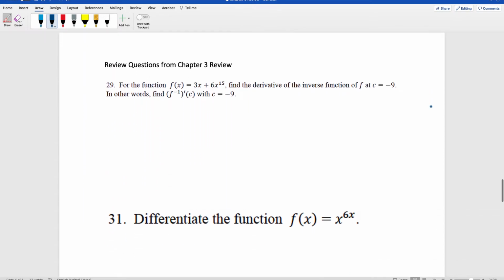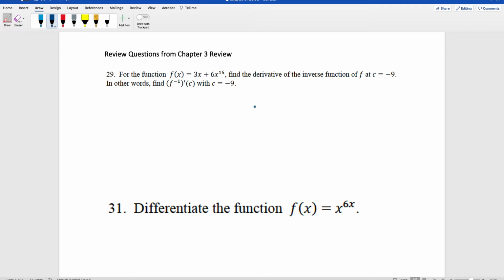So let's take a look at this first question. We're given a function, and we're asked to find the derivative of the inverse function at a particular point, where c is equal to minus 9. In other words, they say find the derivative of the inverse at c, with c equals minus 9. So they're saying find the derivative of the inverse at minus 9.